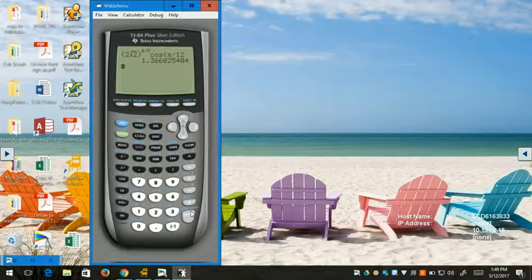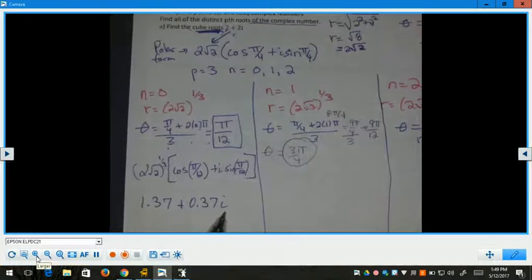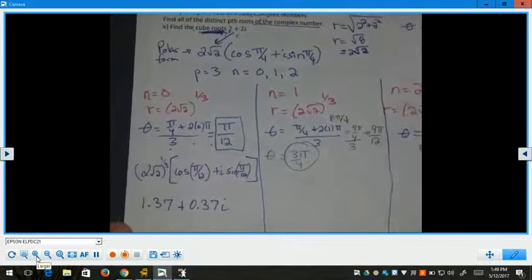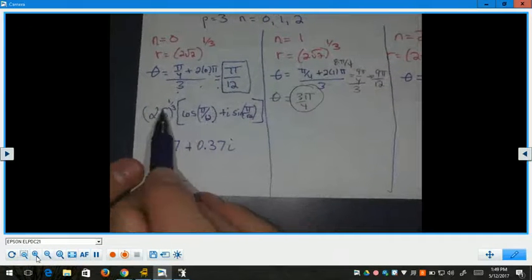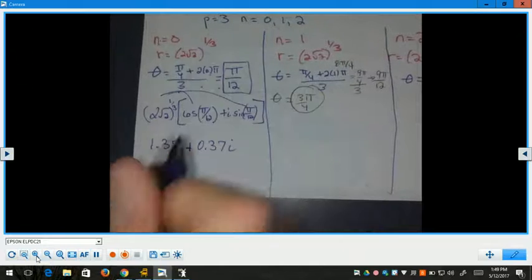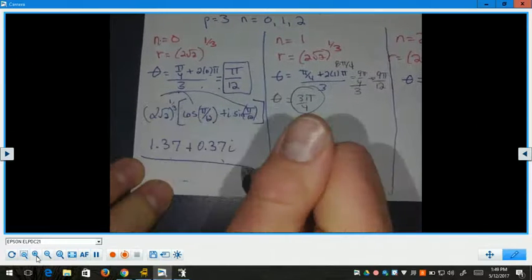1.37. And then I do second enter to re-enter it, but this time I don't want it as cosine, I want it as sine. And so that's going to give me plus 0.37i, because the i is attached to the sine. Even though it's not in the calculator, it's attached to the sine, and you can see that here. Right, there's the i times sine. So when I did this times sine, I distributed this to both in the calculator. This is what I got as one of my roots.